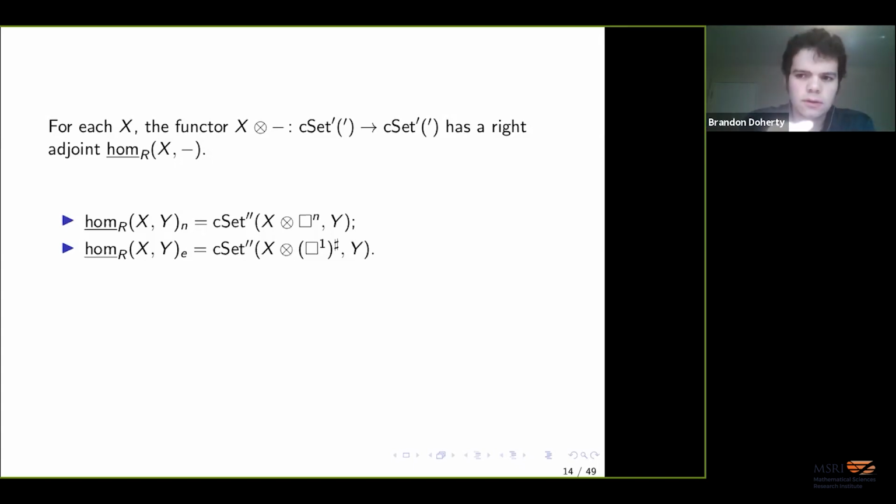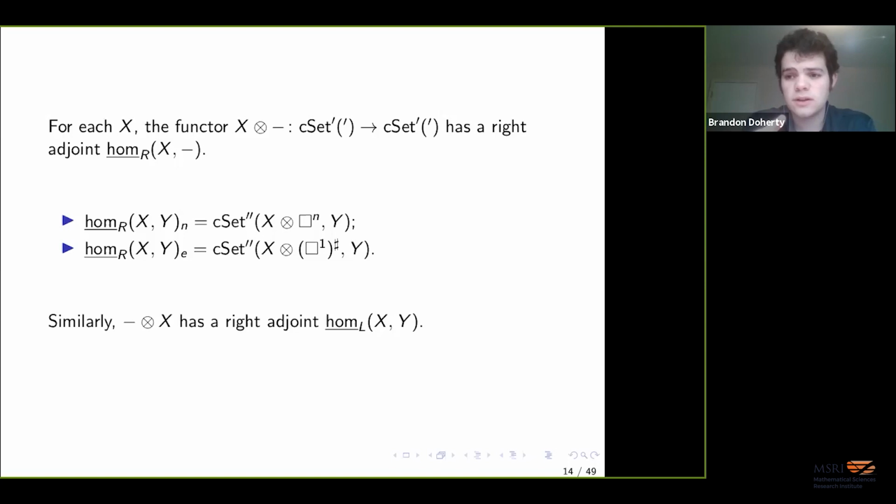The n-cubes and markings in this are basically what we would expect them to be. So the n-cubes of Hom_r from X to Y are just maps from X tensor box n to Y, and the markings on edges of this structurally marked cubical set are given by maps from X tensor box 1 sharp to Y. This is probably a good time to mention that box 1 sharp, which we defined to be the representable cubical set at this new object 1_E, is also the maximal marking of box 1, so that notation is consistent. And as I said, because the geometric product is not symmetric, we have a distinct functor that tensors on the right with a fixed cubical set, and that also has a right adjoint, which we call Hom_l.